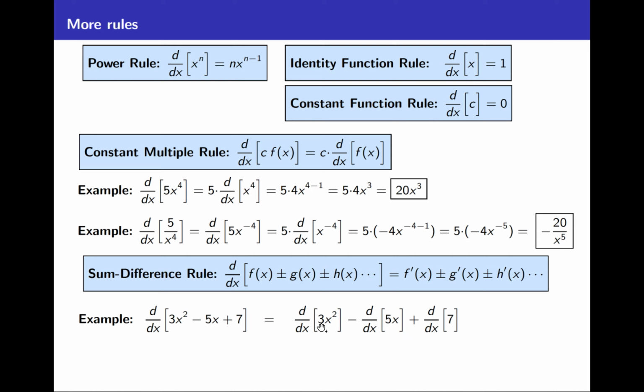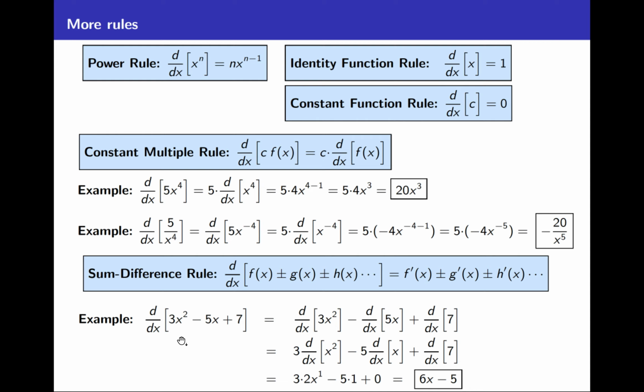We can work out the derivatives of these individual parts using the constant multiple rule. The 3 comes out of the derivative. Likewise, the 5 here comes out. And now we can take the derivative of x squared using the power rule. That would be 2x to the power of 1. The derivative of x using the identity function rule is just 1. And the derivative of 7 using the constant function rule is 0. So we get 3 times 2x to the 1 minus 5 times 1 plus 0. And that's just the function 6x minus 5.